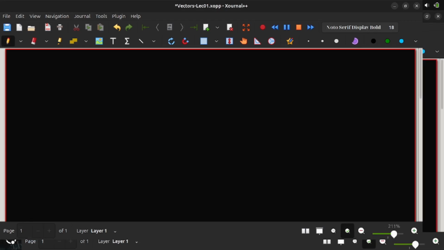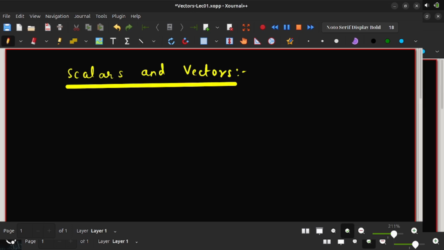Okay, so I will start with a new discussion from today onwards. This is called Scalars and Vectors. Before going into the whole thing, I want to give a brief layout of all the topics that I will discuss here. So the brief layout is something like this.